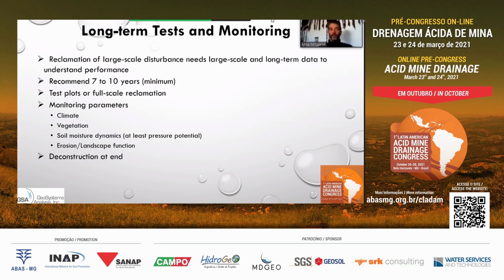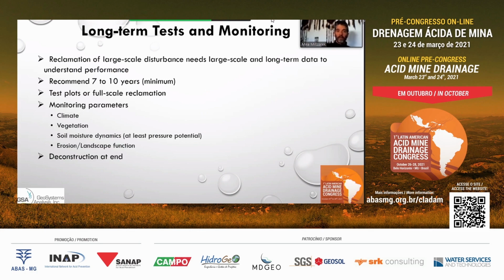The monitoring parameters you need to look at are climate, vegetation, soil moisture dynamics in the cover system, and also be monitoring for erosion as well as landscape function. How is the vegetation developing? What is this going to look like 10 years down the road? And then the last thing that we recommend is that at the end of your monitoring period, you actually deconstruct the cover system and see if it has changed from the original design.